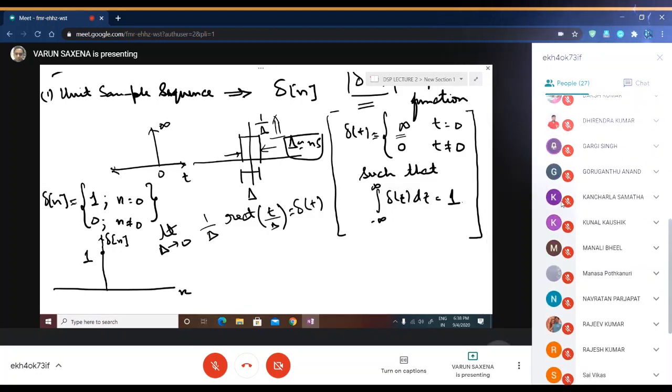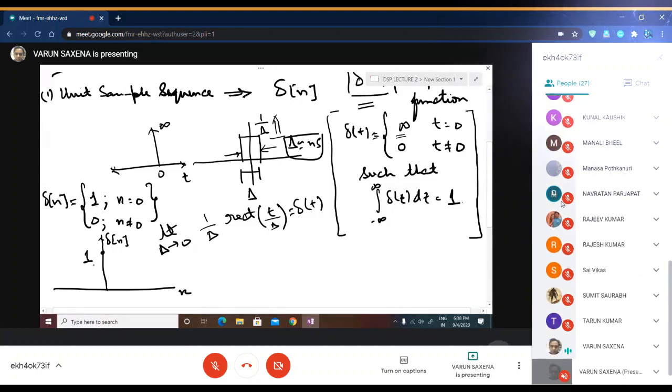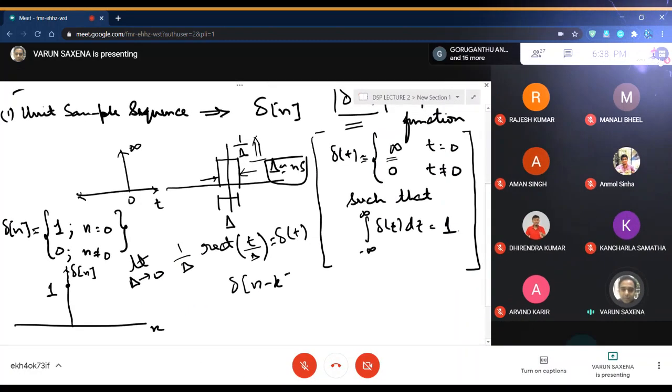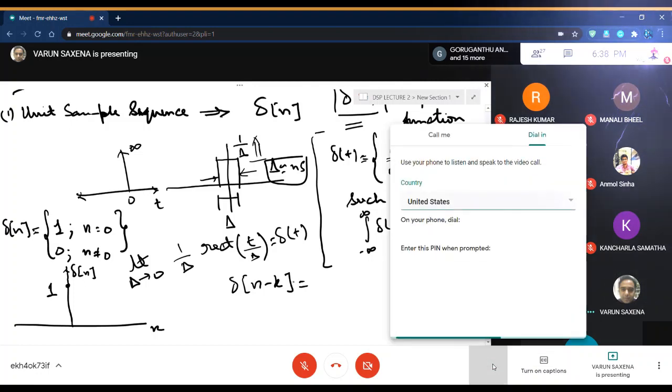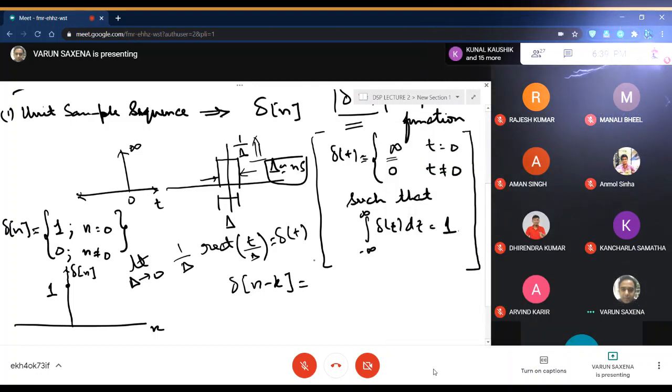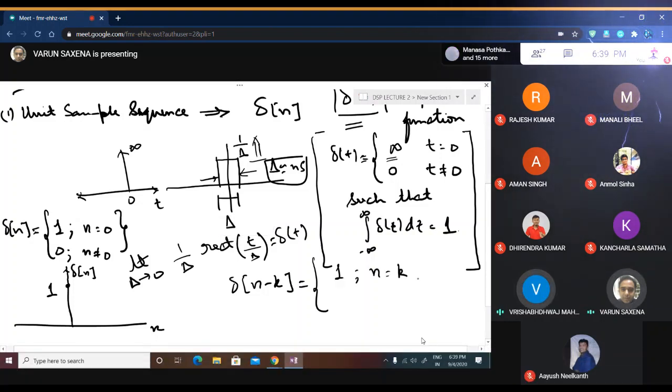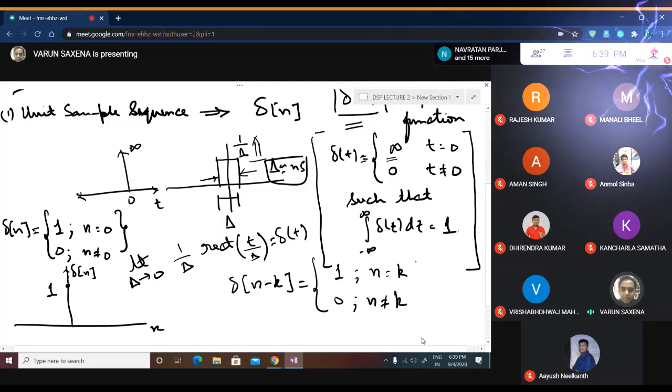So this is the unit sample sequence. It's very simple. What is going to be this sequence, delta n minus k? What will this be? Can anybody tell me? The shifted version of it. Yeah. So this is going to be 1 when n is equal to k, and it is 0 otherwise. The delayed version. Yes, delayed version of delta. Very nice.